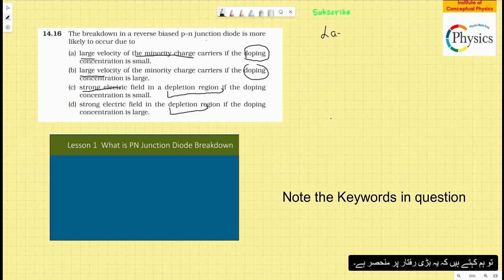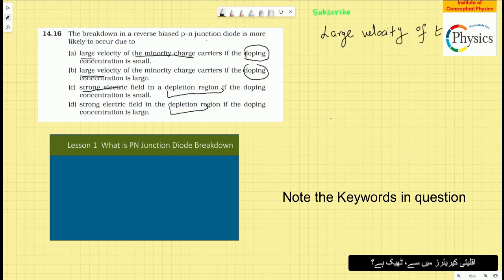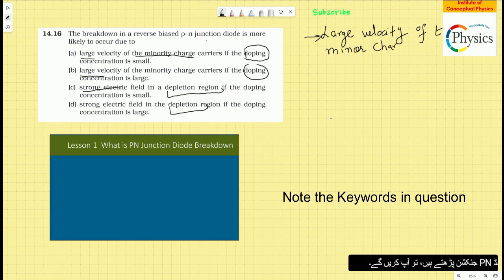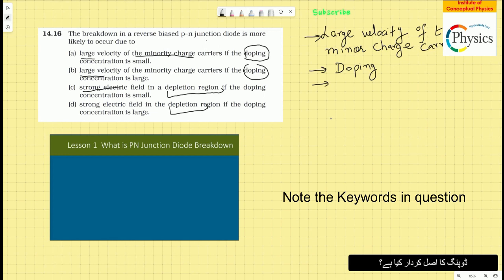So let's say it could depend on large velocity. This is as per the question. Right or wrong, we will decide. Large velocity of the minority carriers. Although the question looks like a question on the breakdown, it is in fact a very difficult type of question, because if you read the reverse biased PN junction, you will not find anything mentioned in NCERT at least. So the second thing they want you to focus on is the doping level, and find the truth of doping level, what exactly is the role of doping when it comes to the breakdown.